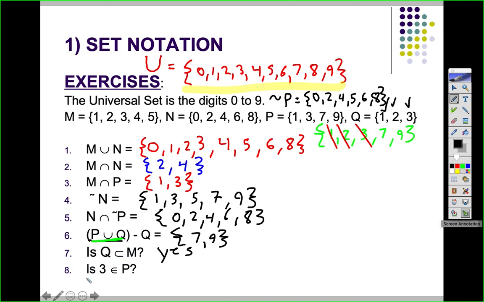The last one just says, is 3 a member of P? So just look at P. Is 3 inside of P? Absolutely. This is also a yes.